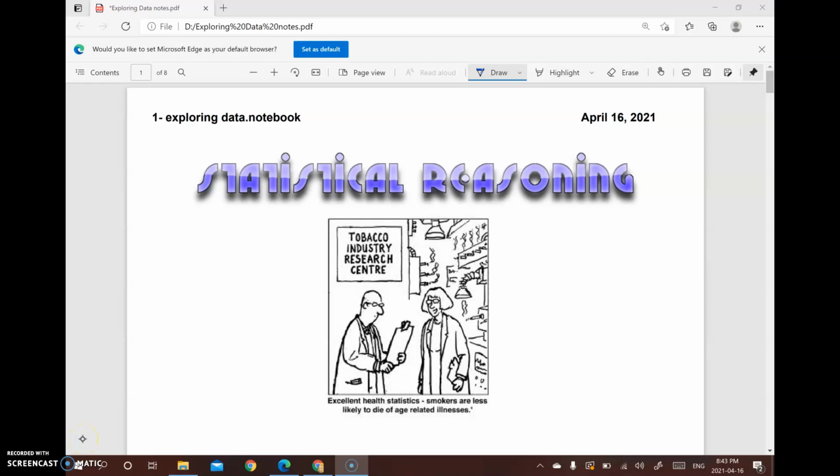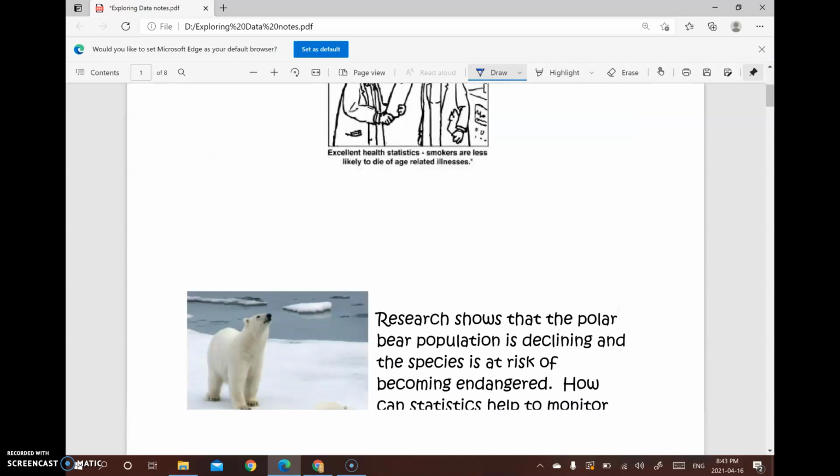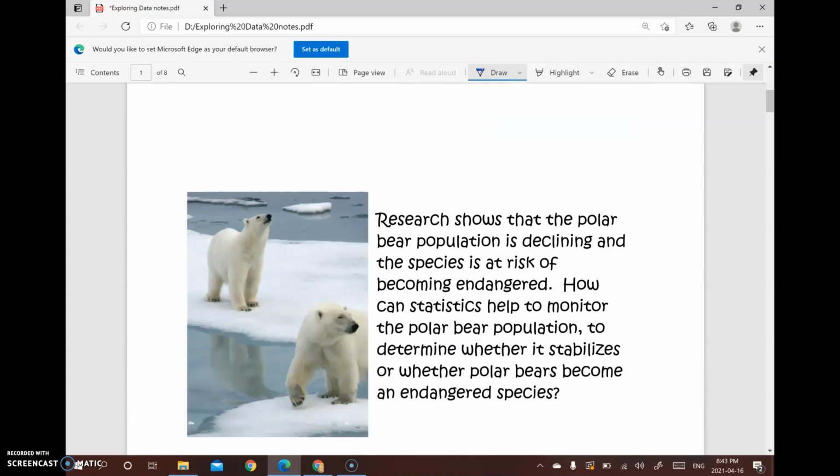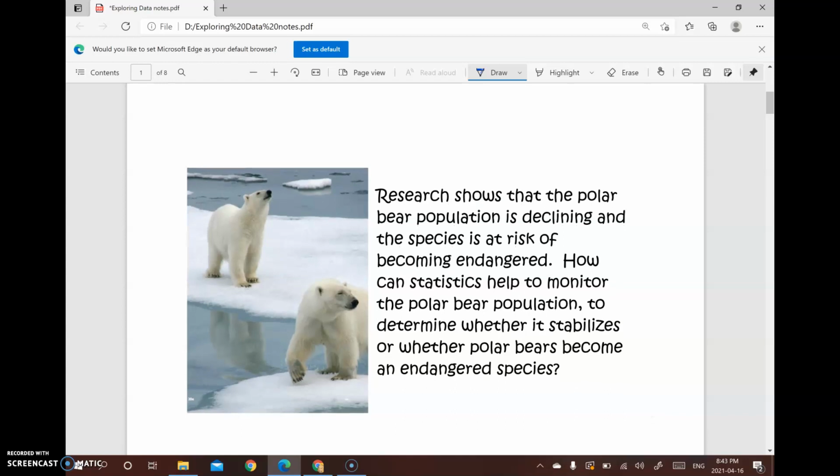This unit is on statistical reasoning. And research shows that the polar bear population is declining and the species is at risk of becoming endangered. How can statistics help to monitor the polar bear population to determine whether it stabilizes or whether polar bears become an endangered species?